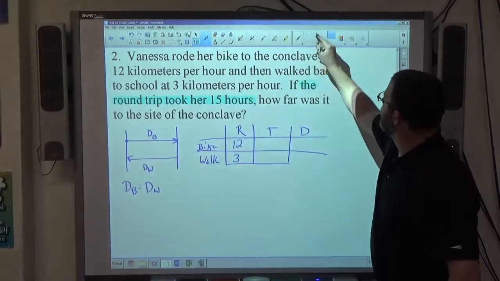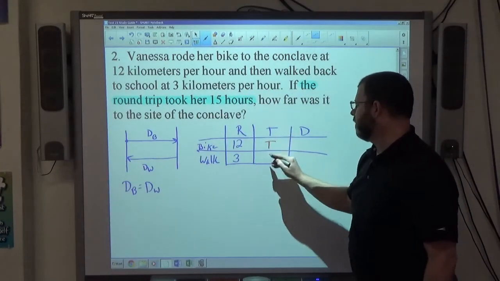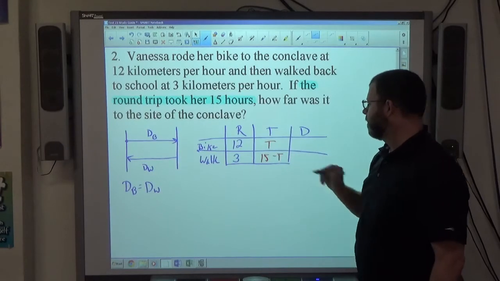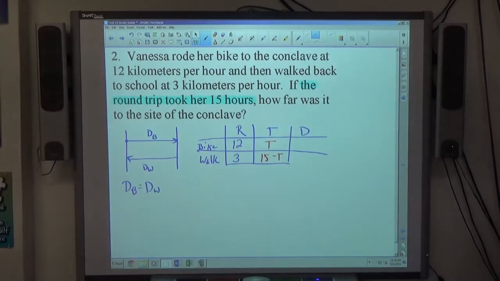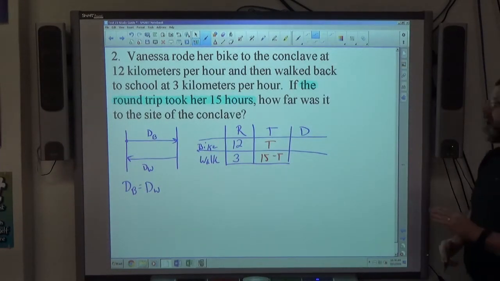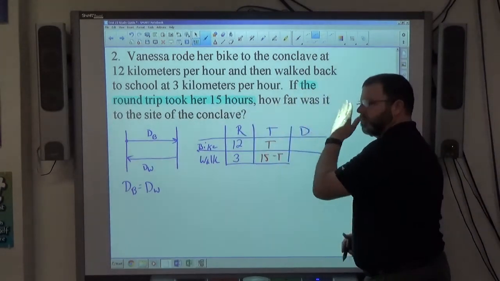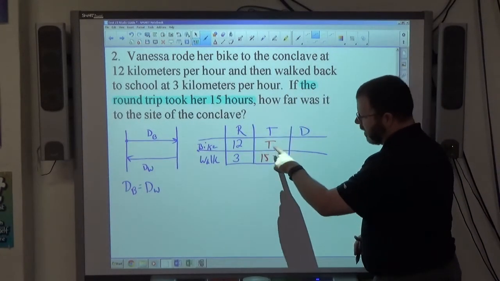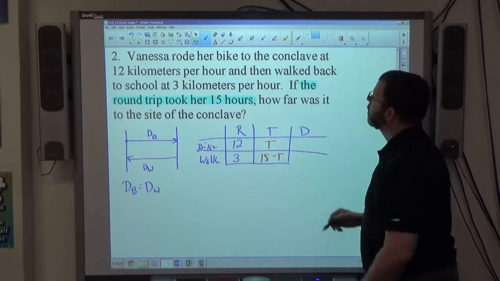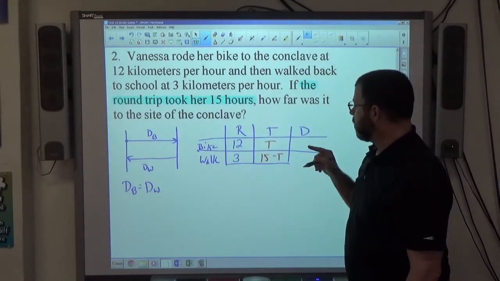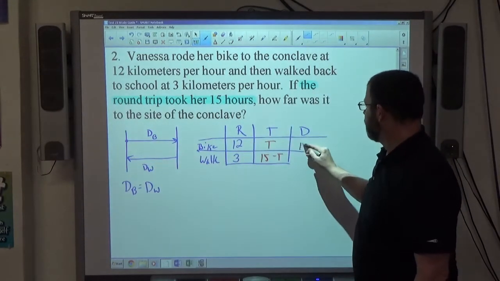Anytime you get a total time, the way you handle that is one of the times is t, the other is going to be the total minus t. Has to be in that order. You do it in the wrong order, you're going to get the wrong answer. So, round trip took her, the total time was, anything like that. One's t, the other's total time minus t. Once again, rates and times are established. Rate times time equals distance, so 12t.